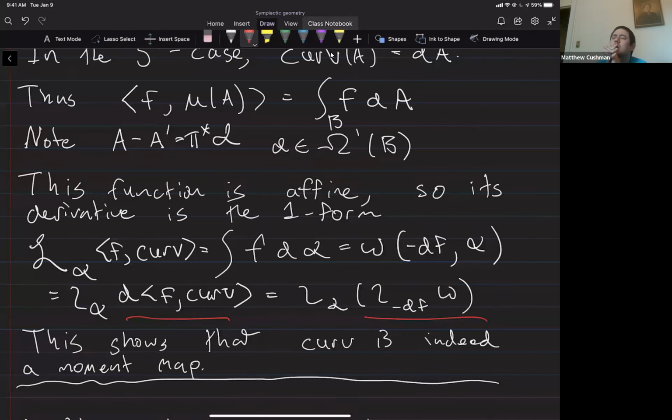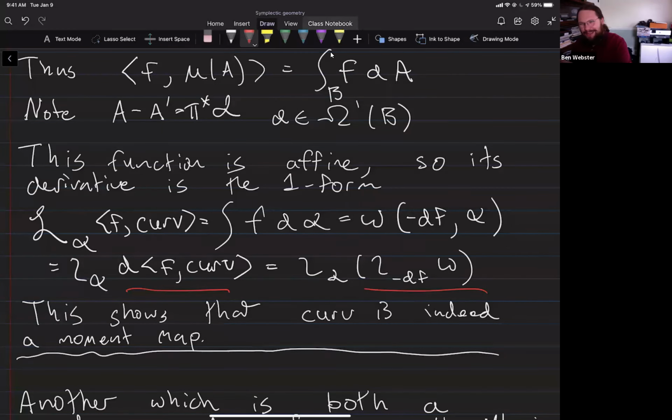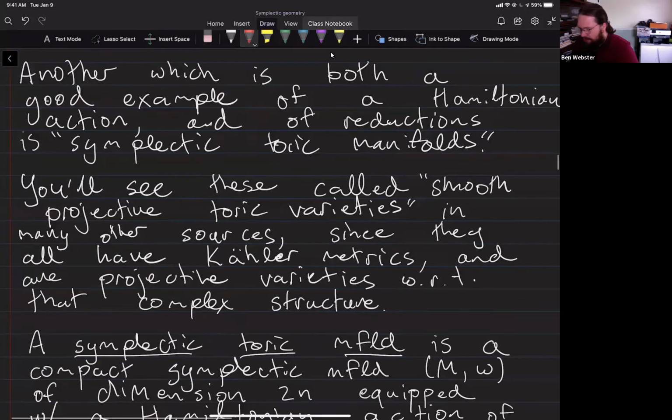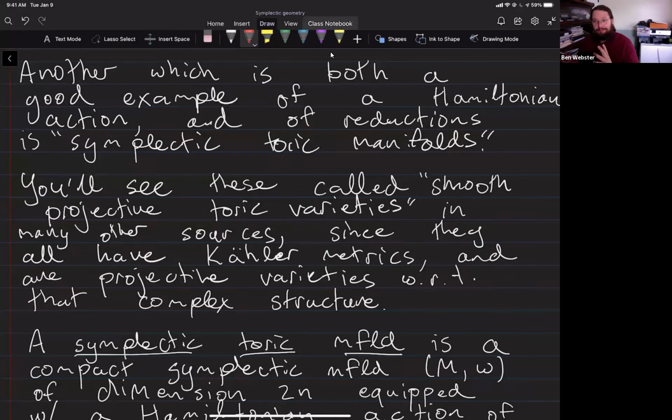All right. So that's one interesting moment map. Now I want to switch gears. This was stuff that I intended to cover on Wednesday, but not surprisingly, I didn't have time. I wanted to talk about one more situation, probably not just one more, but certainly another situation where this notion of reduction and Hamiltonian actions is very interesting and useful. And that's this world of symplectic toric.